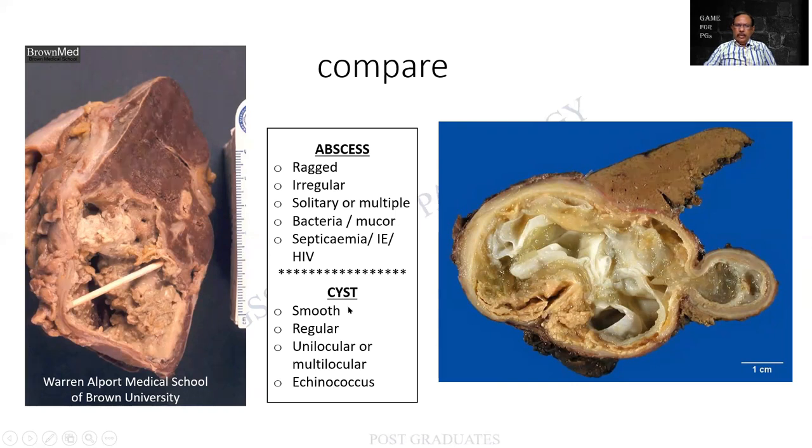And when it is coming to a cyst, it is usually smooth, regular, unilocular or multilocular, and in this case it has got a typical tender coconut-like appearance. Incidentally, it is not the spleen, it is picked up from the liver, but only to highlight the appearance of the hydatid cyst.